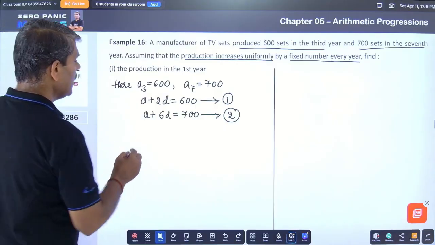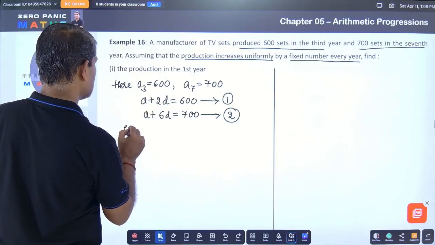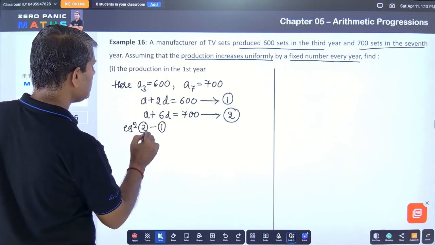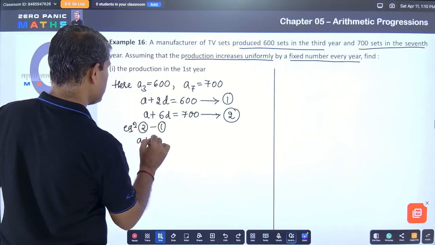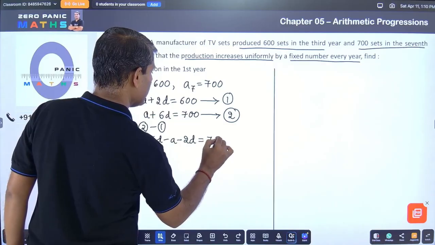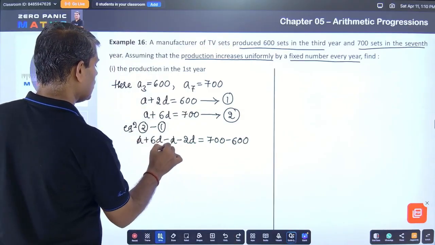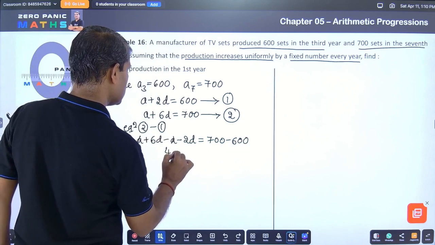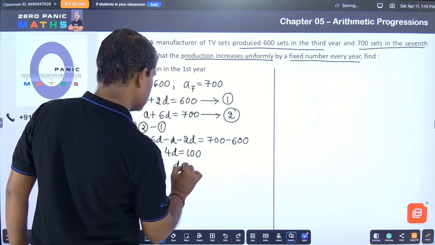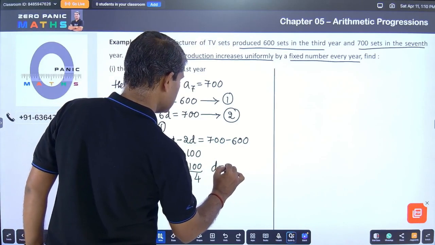You understood this, right? Now subtract 1 from 2. You can say equation 2 minus 1. What is that? A plus 6d minus A minus 2d is equal to 700 minus 600. Right? A got cancelled. 6d minus 2d, which is 4d, is equal to 100. So therefore d is equal to 100 by 4, which is 25. So d is equal to 25.